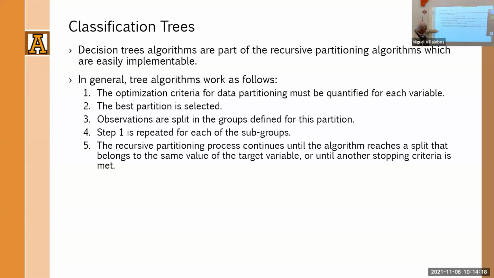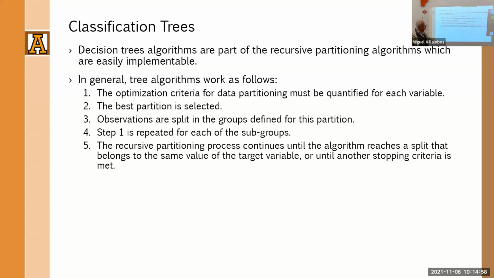Now, this is in general how the algorithm works. We set the optimization criteria. What do I want to do? Maximize the correct classification rate, or whatever. Then, based on that criteria, the algorithm starts checking the different variables that I have, and selects the best way to partition the data. The observations are split in the groups defined by this partition, and then we repeat the first step.